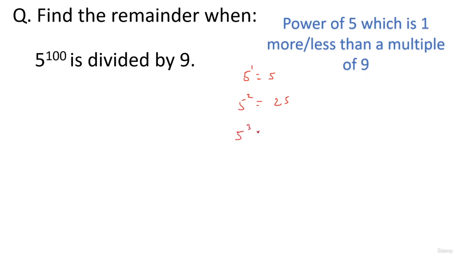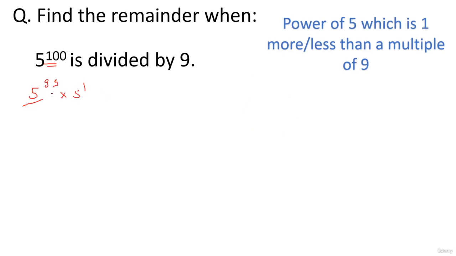Okay. 5 cube basically kya ho jayega? 125. Ha, 125. If you note tables, guys, life is very, very easy. 14 nines are basically hota hai 126. Right. So 5 cube is basically 1 less than a multiple of 9. Chal jayega, right. So what we do is, guys, we first split the 5 raised to 100 as 5 raised to 99 into 5 raised to 1.